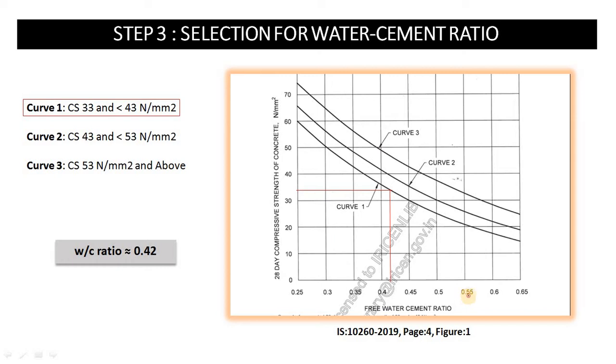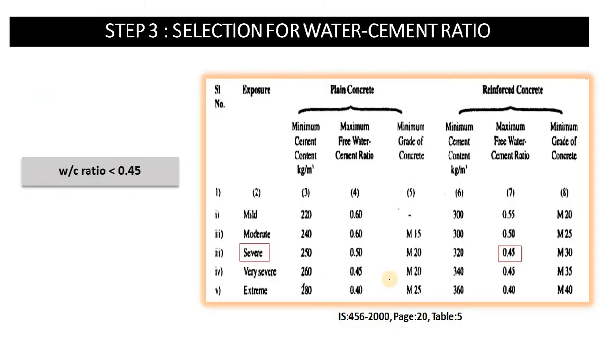So here we have made the horizontal line having the compressive strength as 33, and by intersecting that line we have also plotted the vertical line. So we have obtained the water cement ratio as 0.42. Now we will check this water cement ratio.